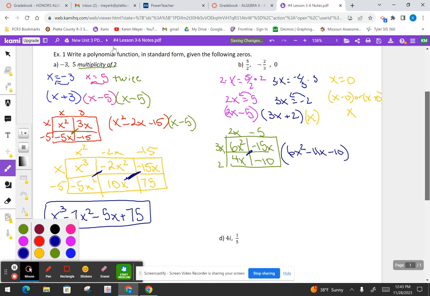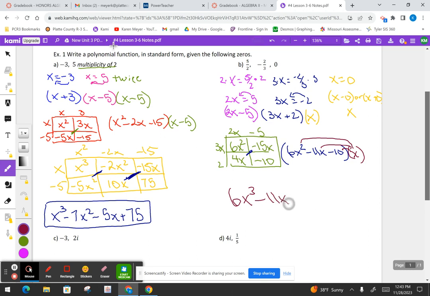And then I'm going to multiply that by x. So what I want to do is just take this x and distribute it. So if I multiply each one by x, it becomes 6x to the third minus 11x squared minus 10x. Done.